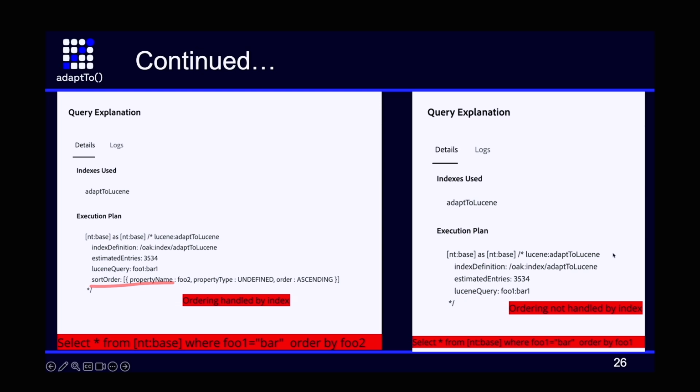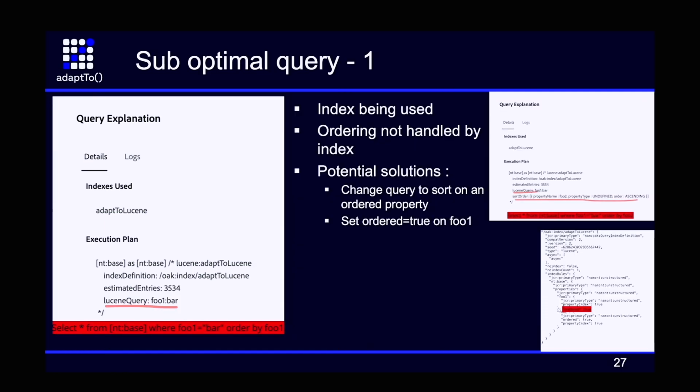And then on this slide, I have a couple of queries. On the left-hand side, it shows how the execution plan looks when the sort order is actually handled by the index versus when the sort order is not handled by the index. Okay, moving on. So I'll talk about a specific example now. We have a query foo1 is equal to bar ordering by foo1. But as I can see in the execution plan, the ordering is not being handled by the index.